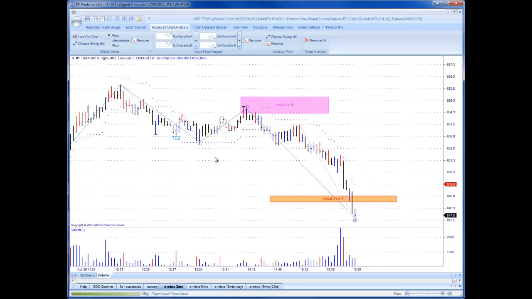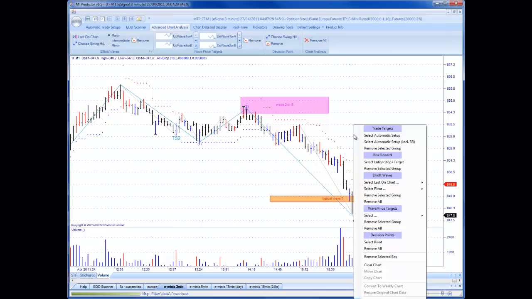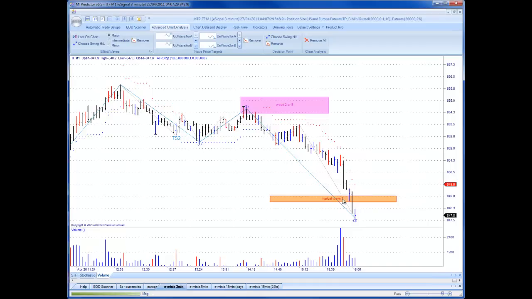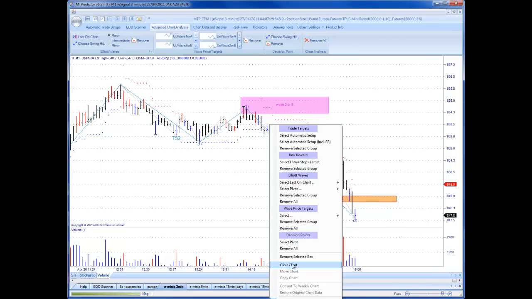So if I do last on chart, you can see down here this is indeed what happened. This strong decline was a strong wave 3. And that's exactly what we're looking for in a Holy Grail setup. We're looking to get in at the wave 2 to then trade the wave 3. If I clear the chart off.